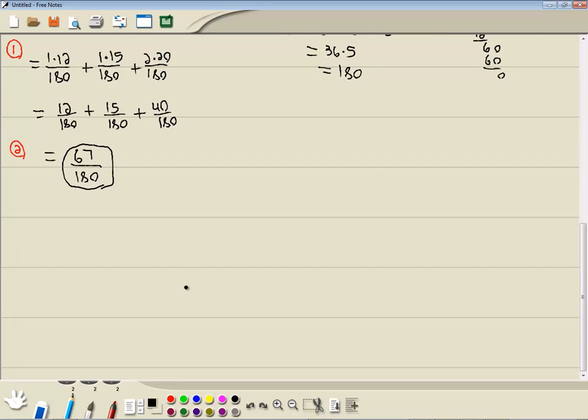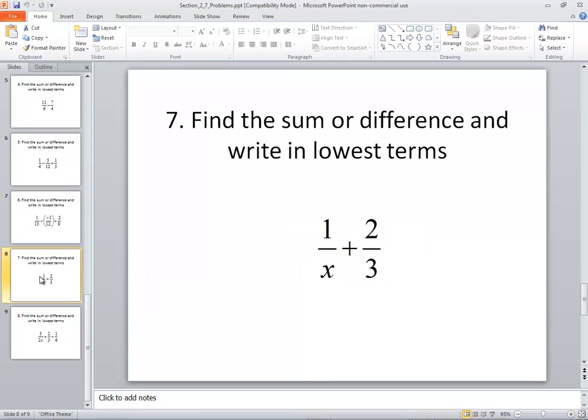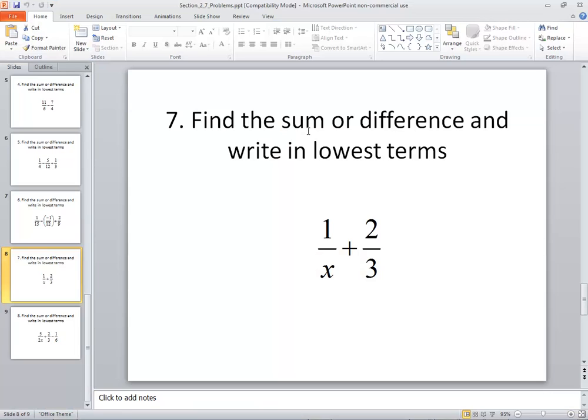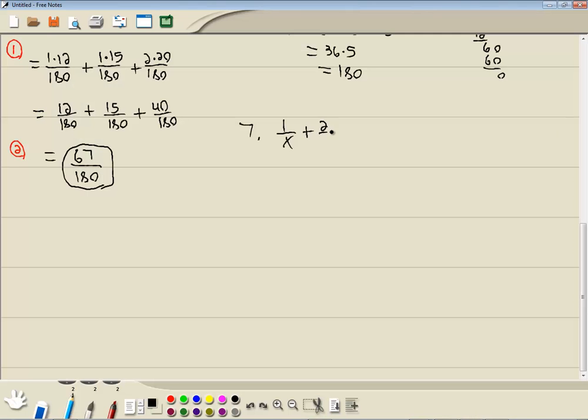And let's see what the next problem looks like. Okay, I can fit this one in here. Got 1 over x plus 2 over 3. Well, same steps. First step is get a common denominator. This one's not so easy to see, but let's take a look at the LCM of x and 3, or 3 and x. Doesn't matter the order.